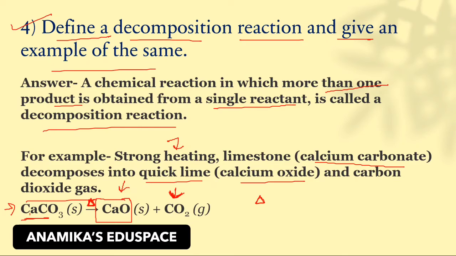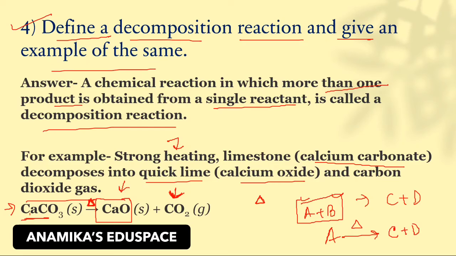Clear? But in the previous case, what was there? There were two reactants, that is A plus B was giving us C plus D. Right? But here only A is giving us C plus D. In the previous case, A plus B was there, two reactants. But in this case only one single reactant is there. So in decomposition reaction, only a single reactant will be present. Clear, students?